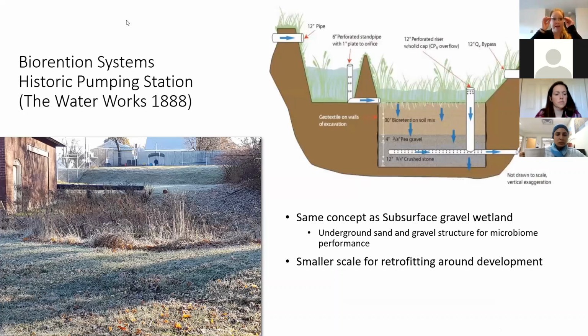The next project, as we kept walking down the trail, is a bioretention system at a historic pumping station. It's called the Waterworks. It was built in 1888. It's the same concept as the subsurface gravel wetland. There is that underground storage space with sand and gravel for that microbiome proliferation, that performance for water treatment. It's just on a smaller scale than the gravel wetland. The other one takes a lot more space, and this one is good for retrofitting around existing development. So, same concept, smaller scale.